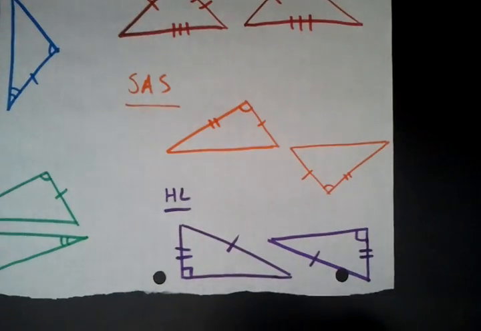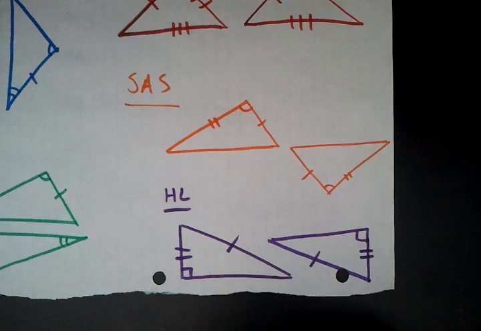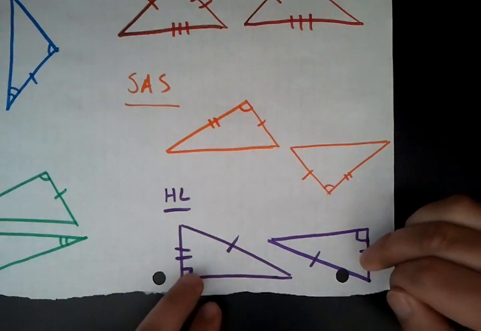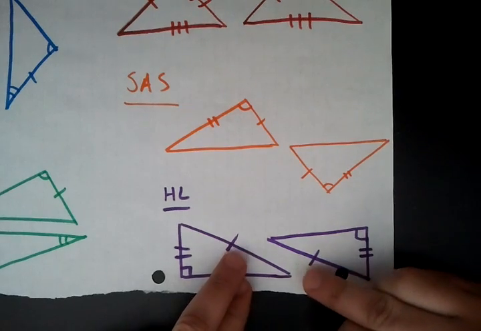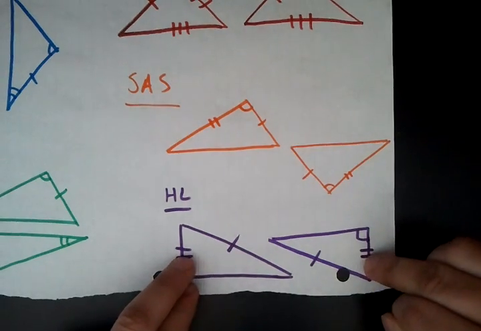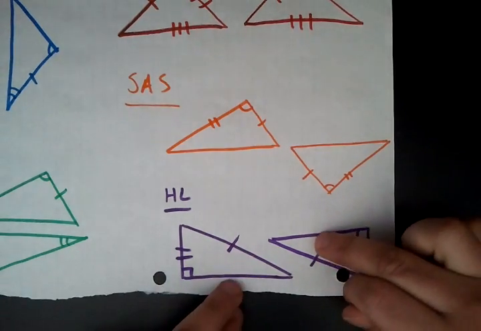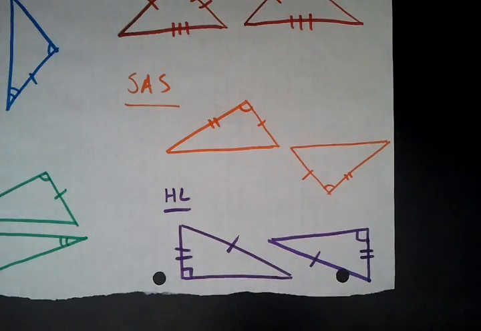And the last one we're going to talk about is hypotenuse leg. This one only works for right triangles, and in right triangles you have to prove that the hypotenuse is going to be equal in both, and also one leg of the right triangle is equal in both. And that proves that the last leg is also equal, and that can be done by Pythagorean theorem.